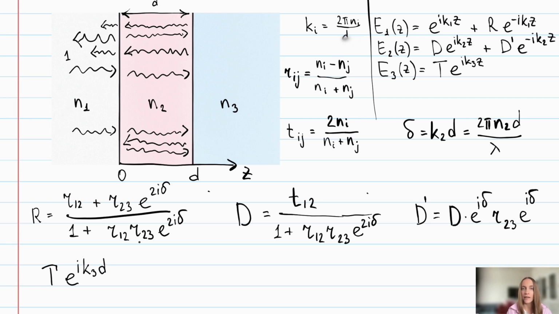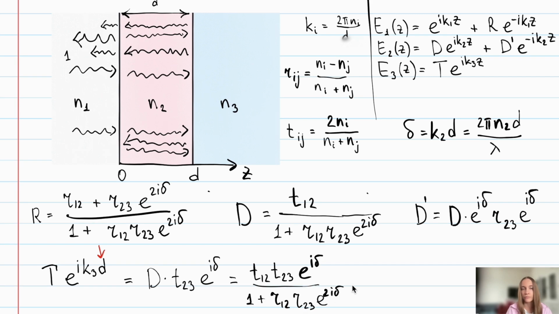To find the transmitted field and the transmission amplitude t, we now evaluate everything at position d. Thus, on the left-hand side, we must include the exponential factor e to the power i k3 d to account for the phase of the wave in medium 3. The resultant transmitted field is simply D multiplied by t23 multiplied by the exponent. This gives us the final expression for the transmission amplitude.